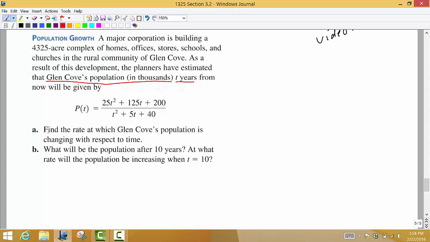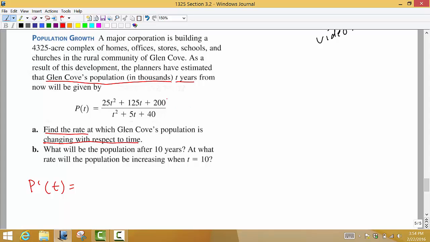If we're looking for the rate of change, and it doesn't give us a specific value to find the rate of change, it just says find the rate of change. So in this case, we're going to just find the general derivative. So we're going to find the rate of change, how the population is changing with respect to time.